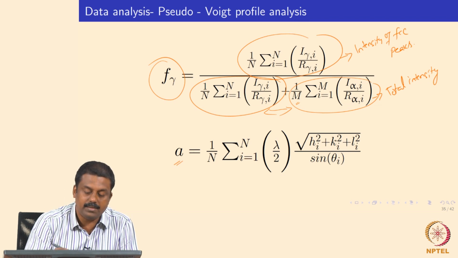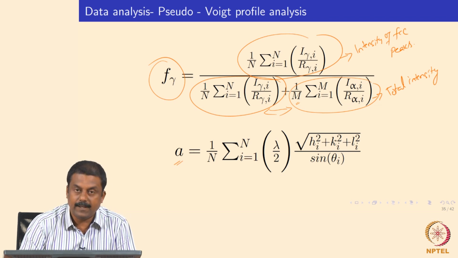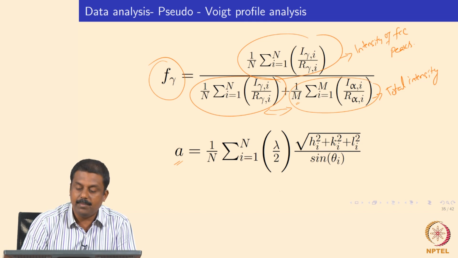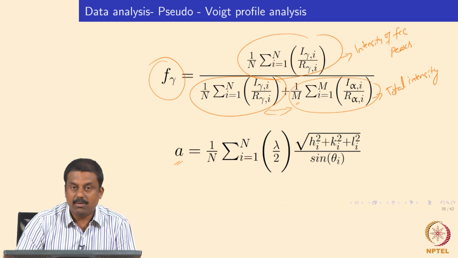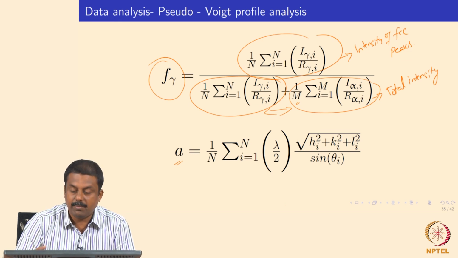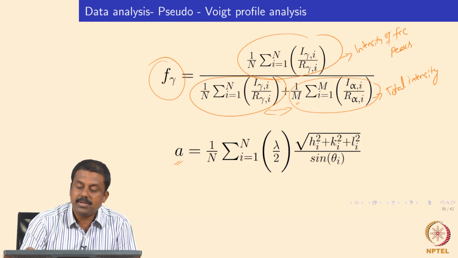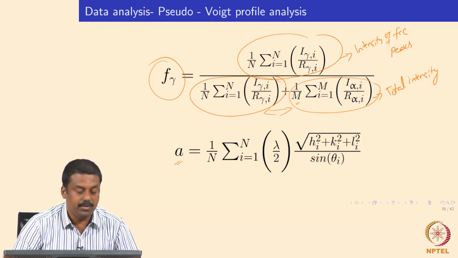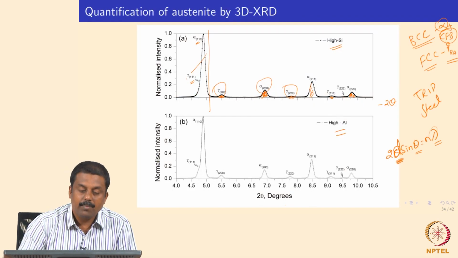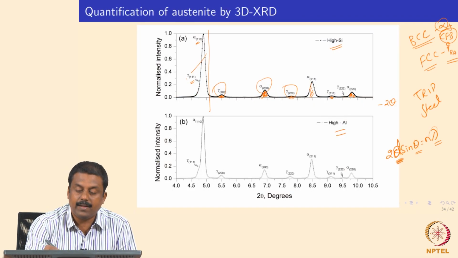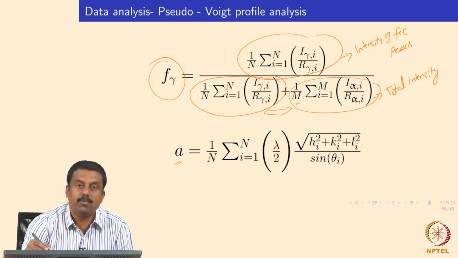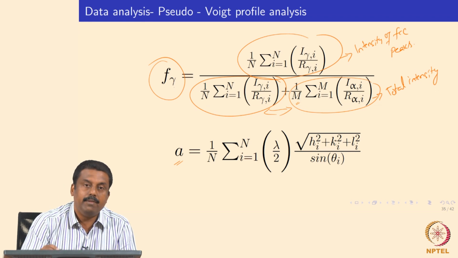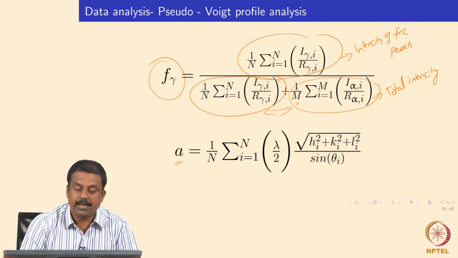Similarly, you can also calculate the lattice parameter of the individual FCC and BCC, which we may not need unless you need to calculate the strain or residual stress in the microstructure, which is not needed for this course. So from the diffraction patterns I showed you in the previous slide, by measuring the intensities of the ferrite and austenite peaks and calculating the ratio of total intensity over the intensity of FCC peaks, we can calculate the amount of retained austenite present in the microstructure.